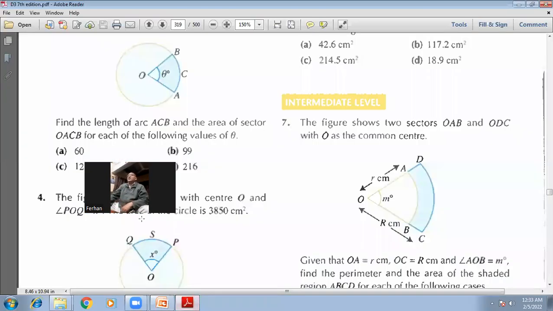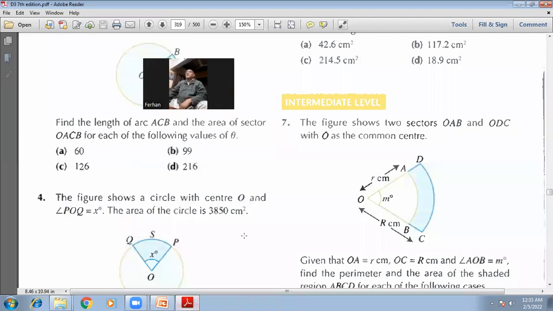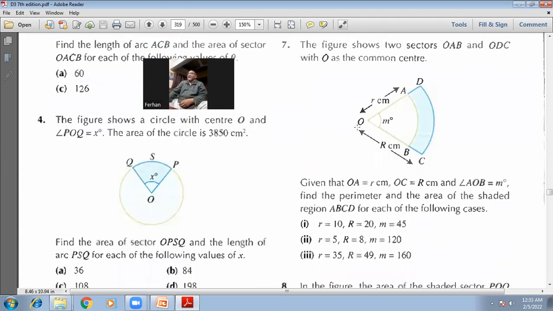Okay, so question number 7. We are going to solve question number 7. It says that the figure shows 2 sectors OAB and ODC with O as the common center. So here is that diagram.